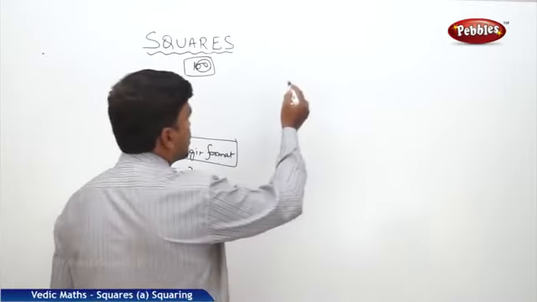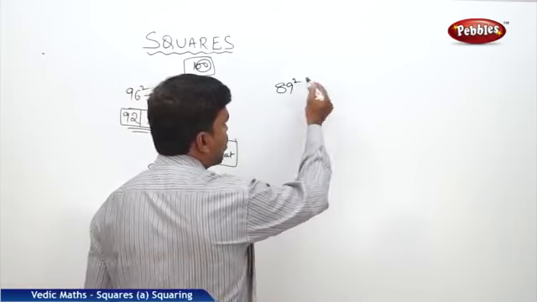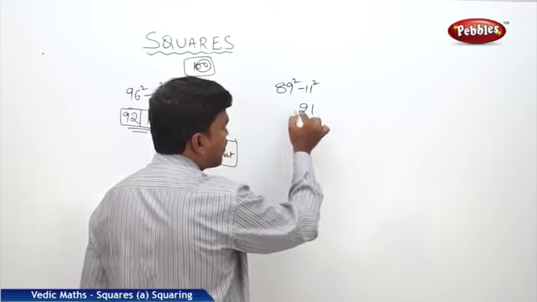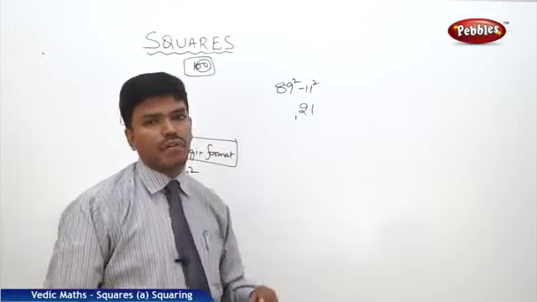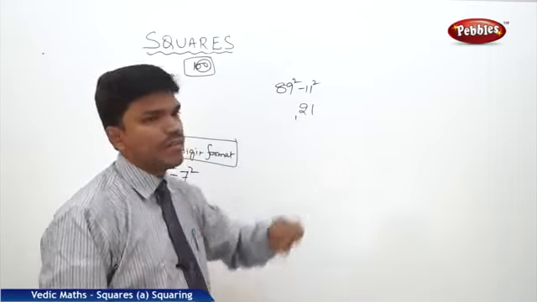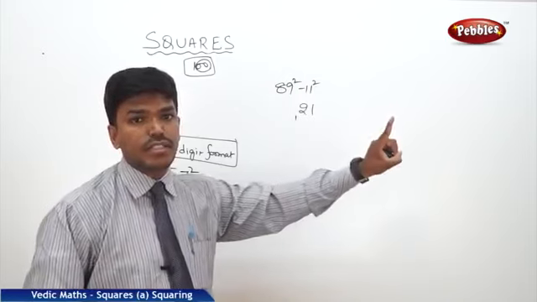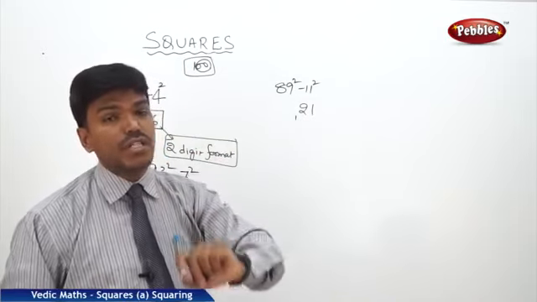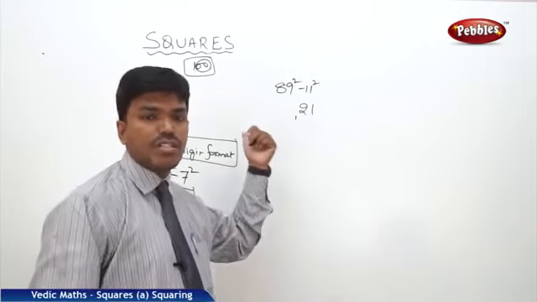How? Let us take one example. Suppose I need 89 square. Okay, so 89 is how much less of 100? 11. So 11 square is 121. So I am writing 21 here, and 1 will be the carry. In 121, what I said, we need to drop only 21 and carry forward the next number 1. Now what is 89 minus 11? What I said, the left side part of the answer we will get by subtracting the deficient digit from the main number. What is the deficient number that you got when you compare the main number 89 with the 100? 11. So what is 89 minus 11?